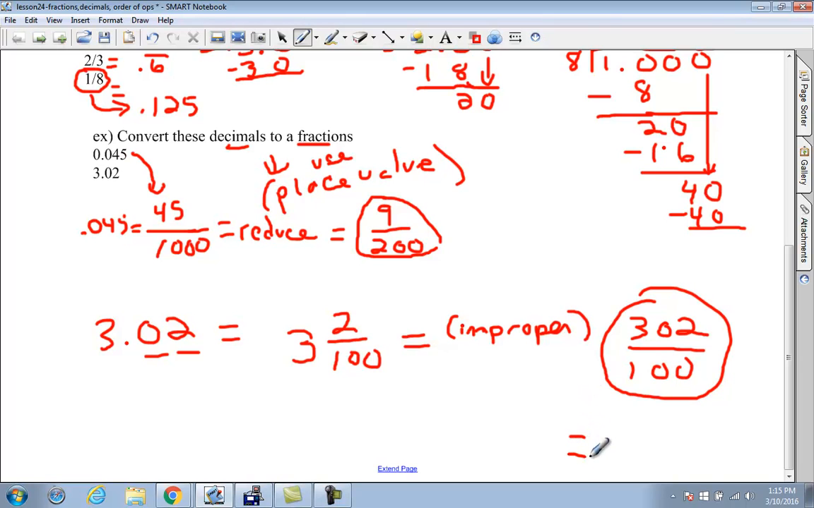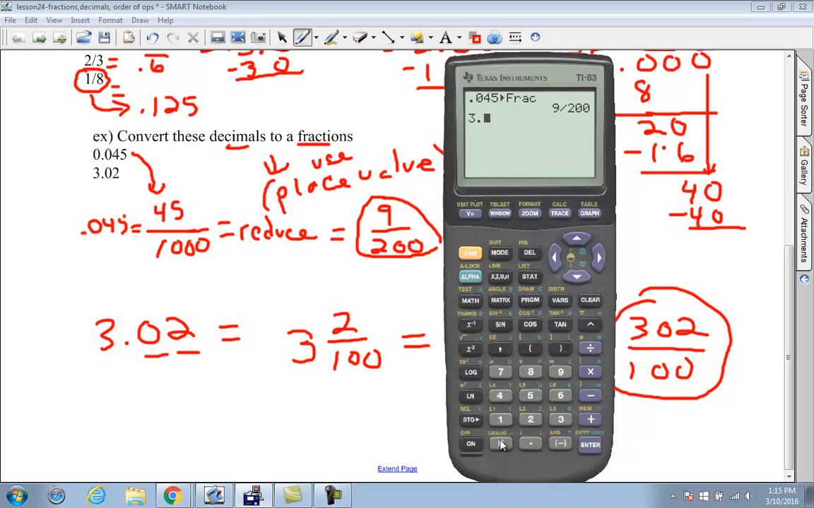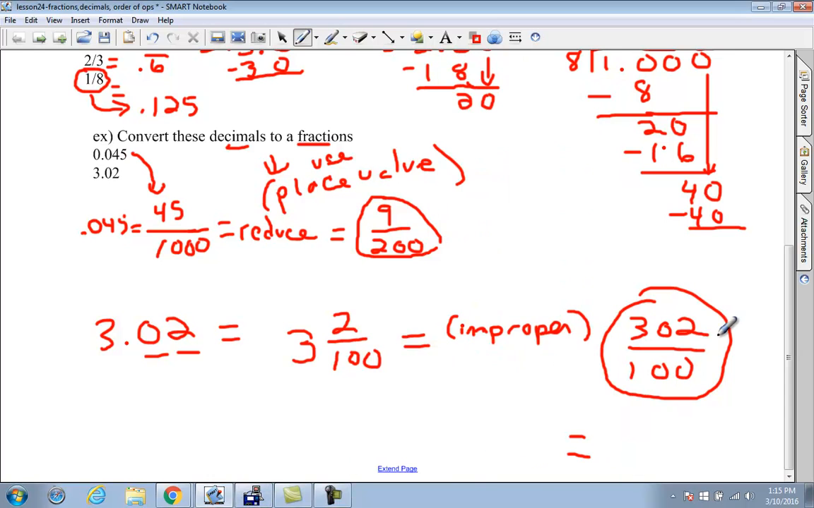And heck, we could even reduce that down, right? In fact, I wanted to mention that if you were to do this on the calculator, if you were to hit 3.02 and then hit math frac, notice it gives you 151 out of 50. Well, notice 151 over 50 is just the reduced version of 302. Just divide by 2 on top and bottom. Okay, so that's good practice with going back and forth between fraction and decimal form.